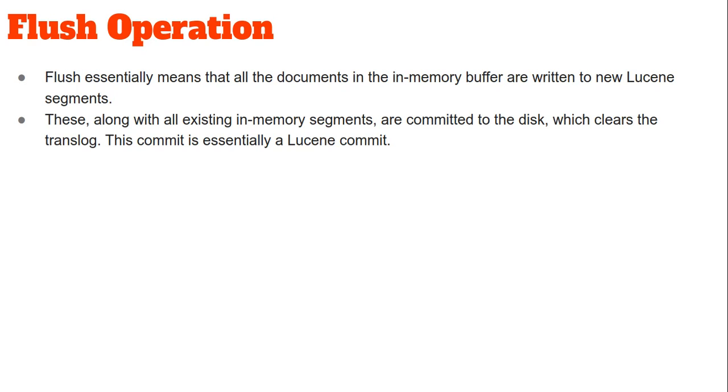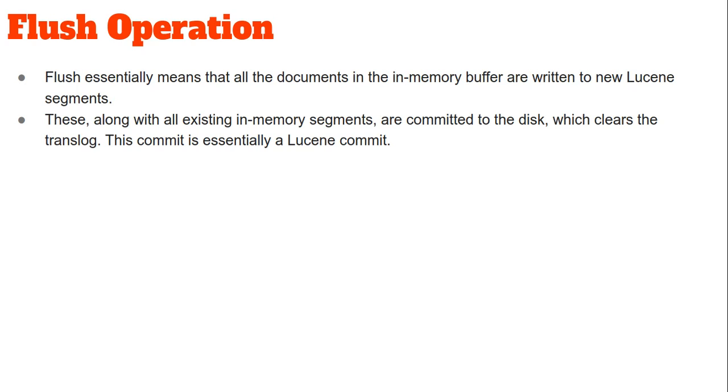So now, what will happen when we do a flush operation? Two very important things will happen. Firstly, the contents of the in-memory buffer will be written to new Lucene segments. And then this Lucene segment will be picked up and this data will be committed from memory to disk, which, mind you, is the most expensive operation as far as Lucene is concerned.